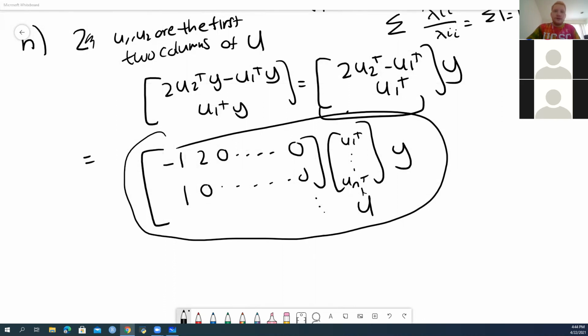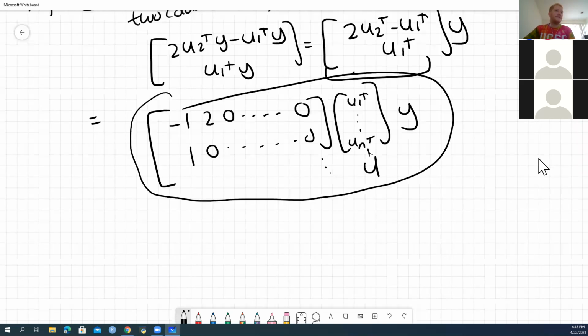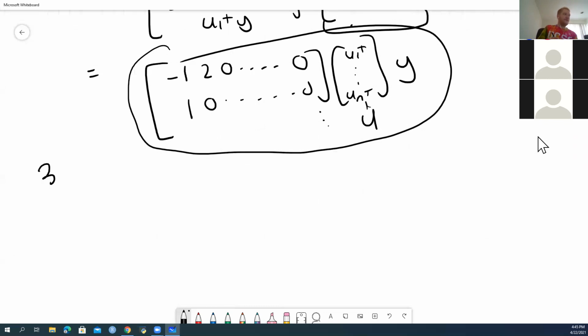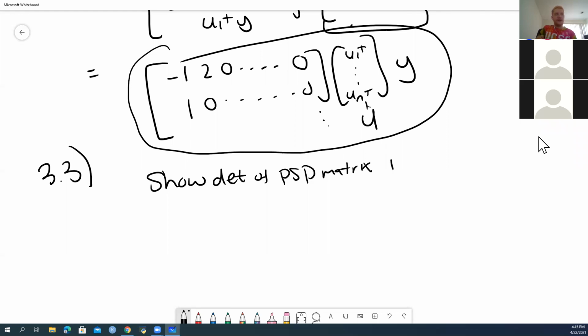Okay. Let me look at the other ones really quickly. For 3.2, it shouldn't be too bad, especially for A and B. A, B, and C are very similar to the one we just did. And then 3.3 shouldn't be too bad. We talked about the two hard ones from 3.2, and the first three are pretty easy. For 3.3, there's one thing: it says to show that the determinant of a positive semi-definite matrix is non-negative.